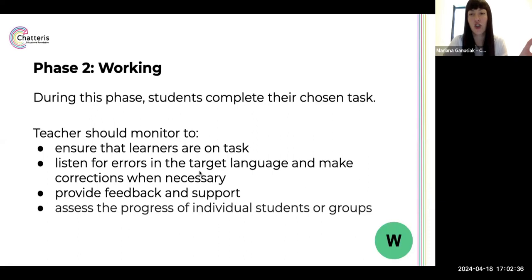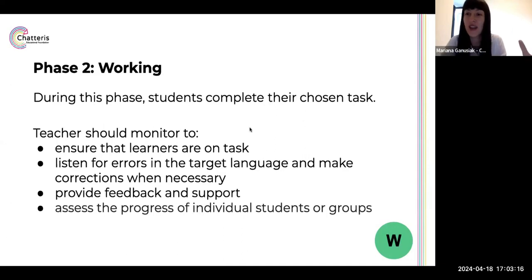During this working stage, like any kind of project-based learning lesson, your task as a teacher is to monitor, to make sure all the students are on task, to listen for any errors in target language or sentence structures, to take notes of those, to reflect on those errors and provide feedback to either individual students or as a whole class at the end of the lesson, and overall assess the progress either individually or as groups, depending on how they chose to work on the task.